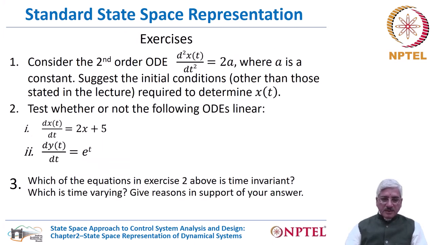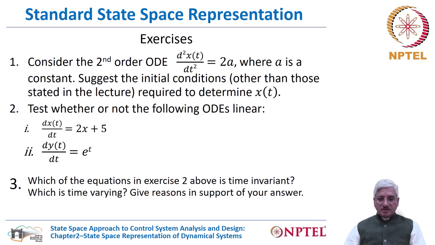There is some exercise for you. You can consider the second order ordinary differential equation which I showed you in one of the early slides: d2x by dt square equal to 2a, where a is a constant. Suggest some initial conditions different from what I had shown you, based on which one can determine x, and which can qualify as the system state.